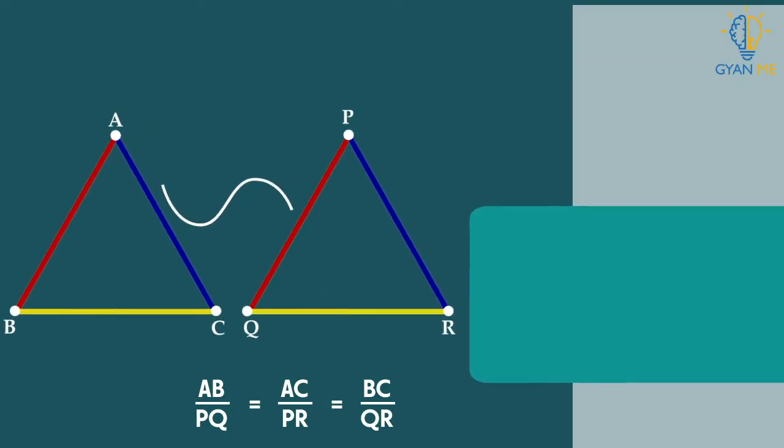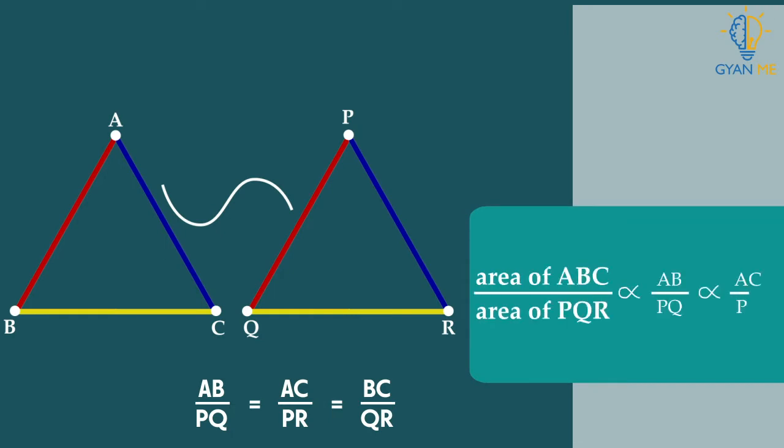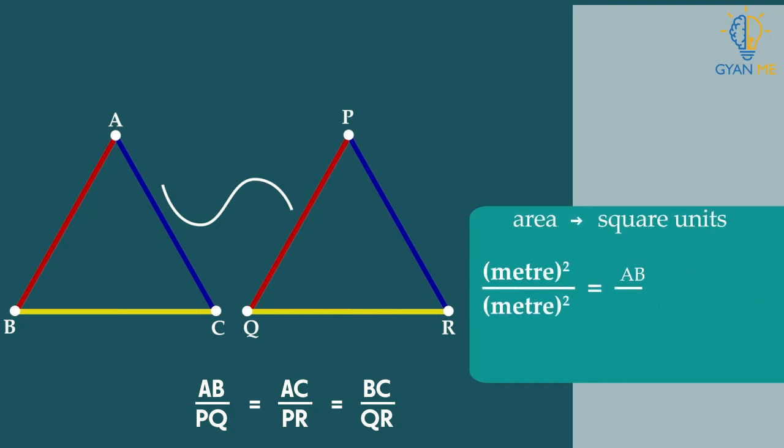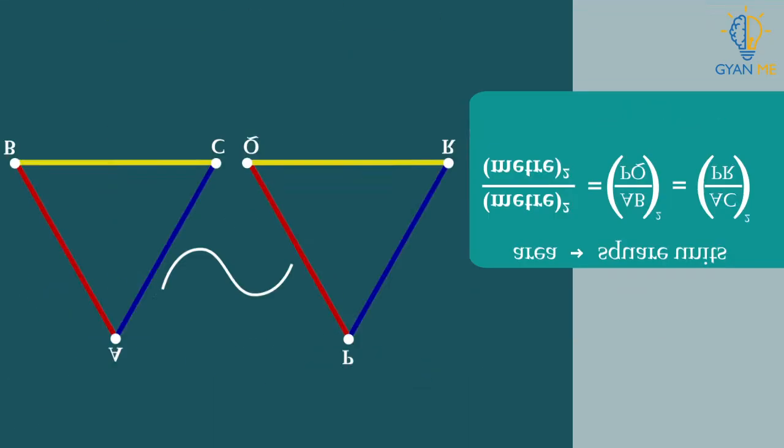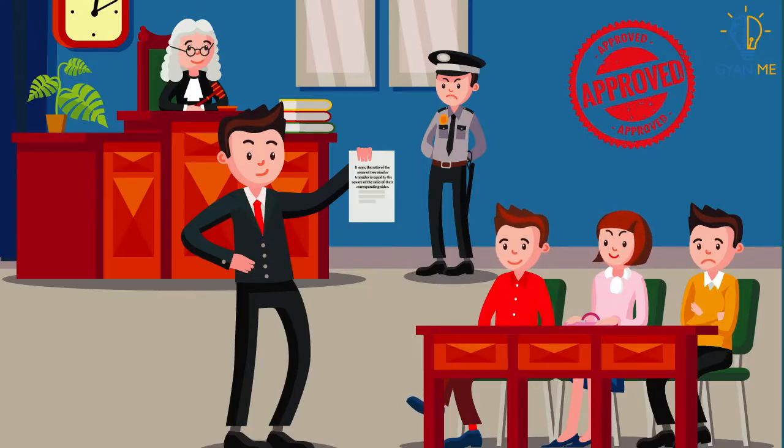Yes, there is. The ratio of areas of similar triangles is proportional to the square of the ratio of their corresponding sides. Now you know students that area is measured in square units. So you may expect that this ratio is the square of the ratio of their corresponding sides. This is indeed true, and we shall prove it in this video in the form of a theorem.